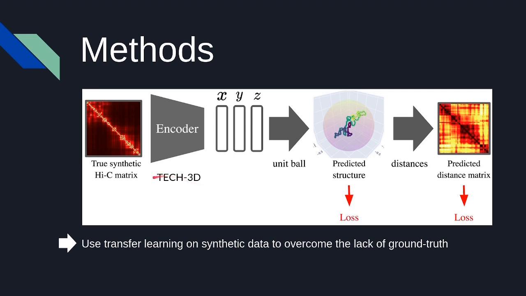So during training, we train on synthetic data where we have ground truth labels, and so we can produce a loss and train the network. Then we finally test on the Hi-C contact matrix and obtain the final genome structure. So the use of transfer learning allows us to work on synthetic data to overcome the lack of ground truth. And this is a really relevant idea.